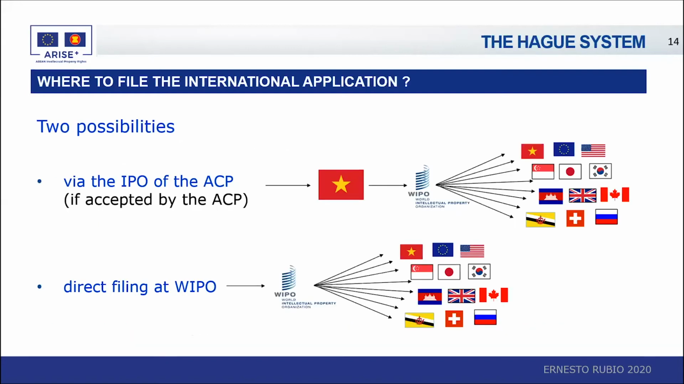Regarding where to file the international application, this will depend on whether your country allows or not for applications to be filed through your office. If you do so allow, the applicant will have the option to file the application through your office or to do it directly at WIPO. And in fact, more than 95% of international applications today are filed directly at WIPO and not through a national office.